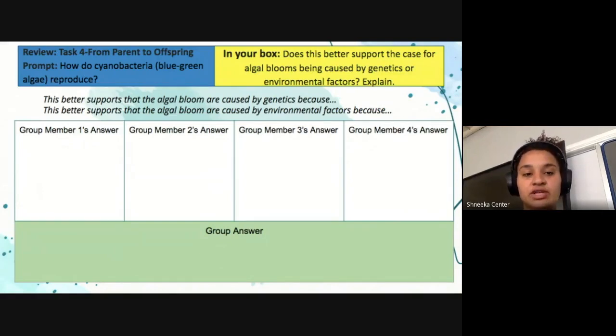Once you're finished with your answer and all of your group members are too, it's time to come up with a group answer. Creating a group answer for this question may take a little bit more debate. So remember to include the similarities, and if there are any differences, work with your partner or your group members to come to an agreement.